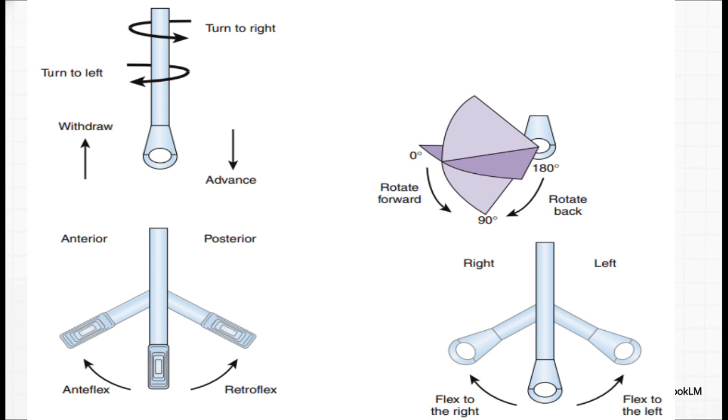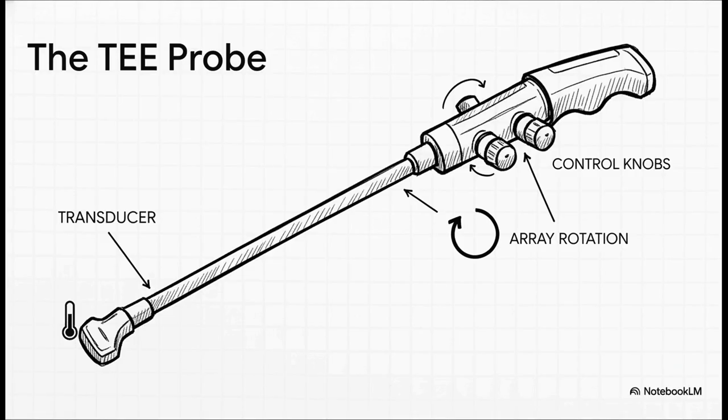The smaller knob controls side-to-side flexion. Then there's a separate button or dial that lets us electronically rotate that imaging plane from 0 all the way to 180 degrees. And critically, there's a temperature sensor built into the tip, a vital safety feature that will alert us if the probe gets too warm, protecting the patient from thermal injury to the esophagus.